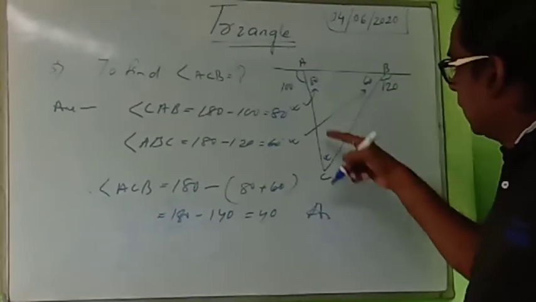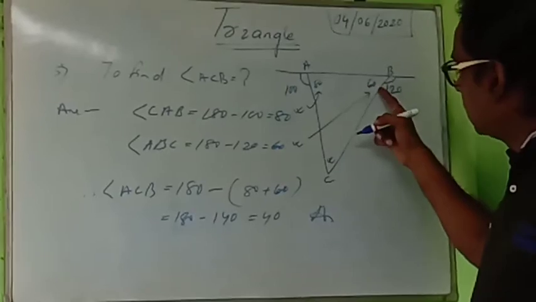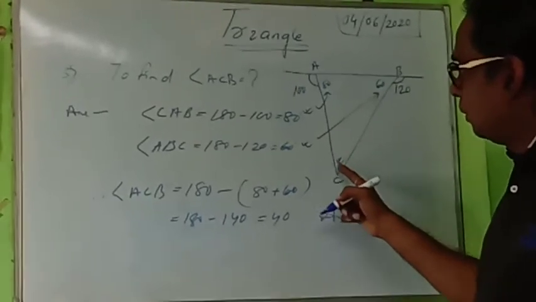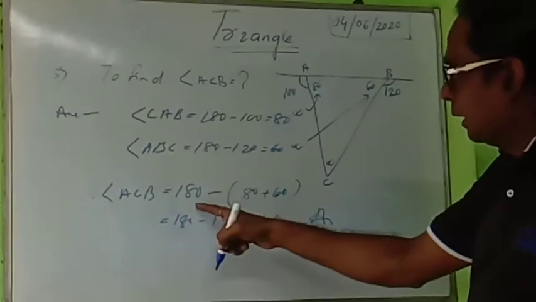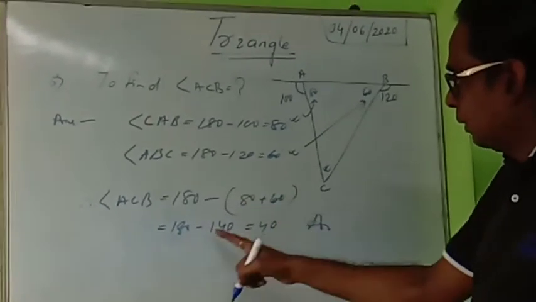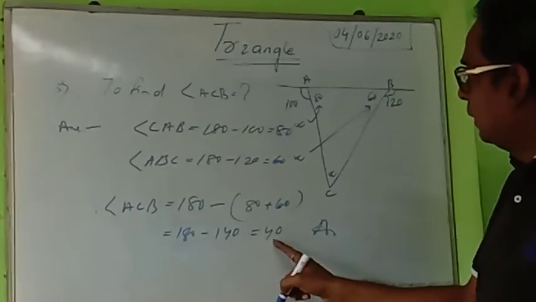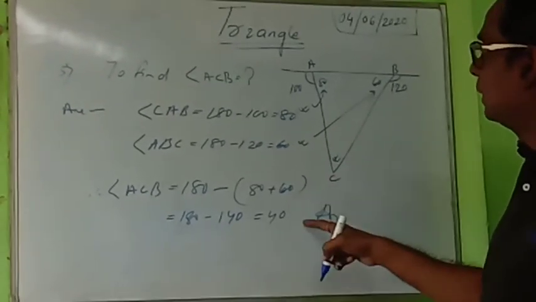Now in the triangle ABC, two angles you are getting: 80 degrees and 60 degrees. How to find the third angle? Just add the two angles, 80 plus 60, and subtract from 180. 180 minus (80 plus 60), how much are you getting? 180 minus 140 equals 40. Therefore, angle ACB equals 40. This is the way of solving number 5.